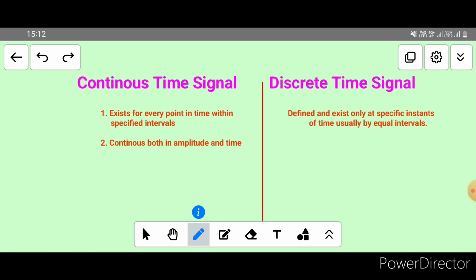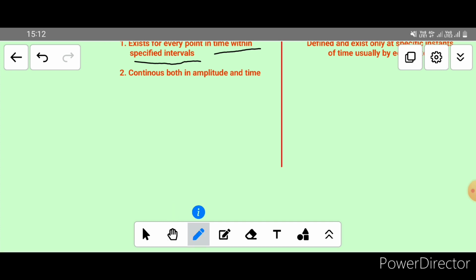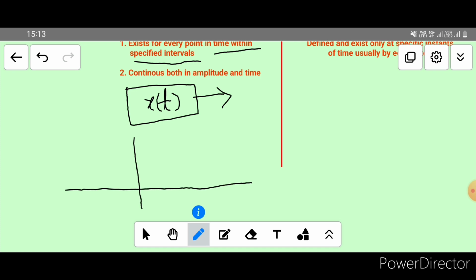It is a signal which exists for every point in time within specified intervals, and mathematically it is represented by x(t). One thing to be noted is that the use of this kind of brackets is just a kind of notation to represent a continuous time signal. Here, as stated above, x(t) is a kind of signal which varies continuously between a specified time interval.